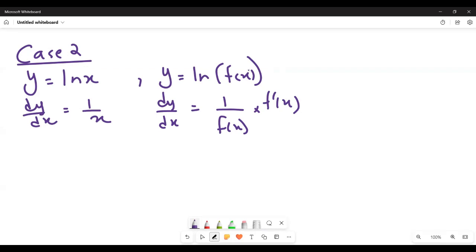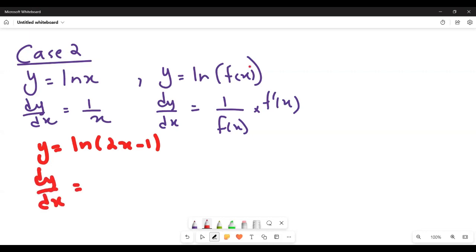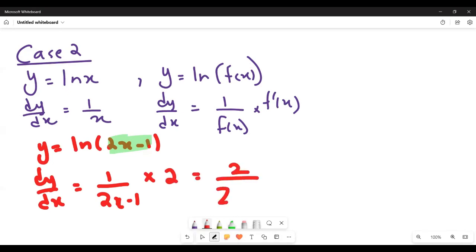Okay. Let's take a look at a few examples. We have y equals ln(2x minus 1). So then, the derivative is going to be 1 upon 2x minus 1 times the derivative of this f(x). The derivative of 2x minus 1 is 2. So times 2. So the final answer will be 2 upon 2x minus 1.